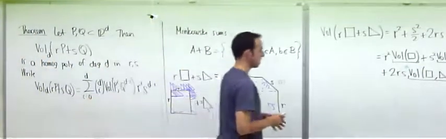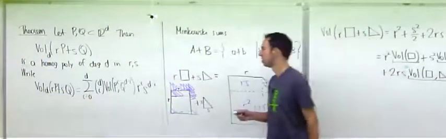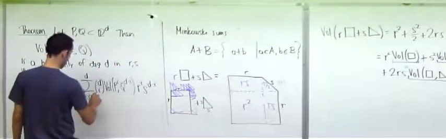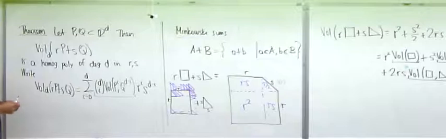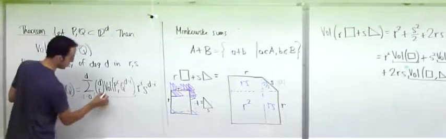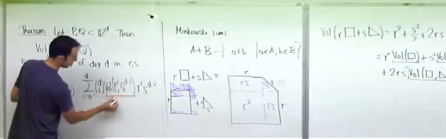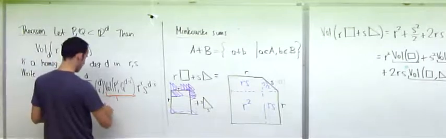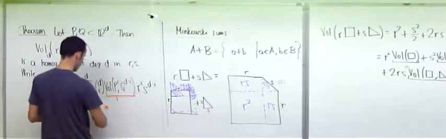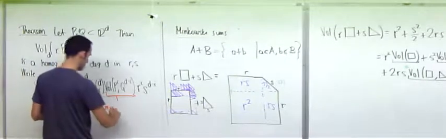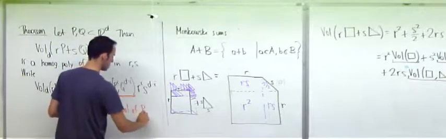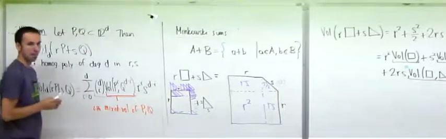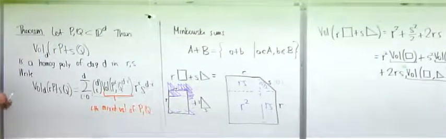But you should think that this thing that I have here is just some number, okay? And what I have here is what I call the ith mixed volume of P and Q. Okay?